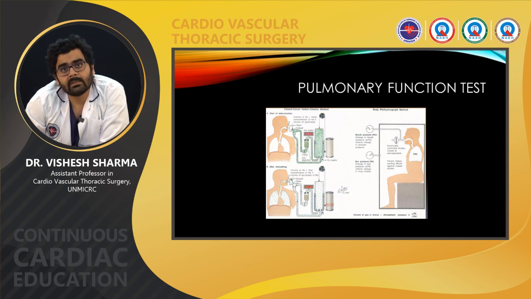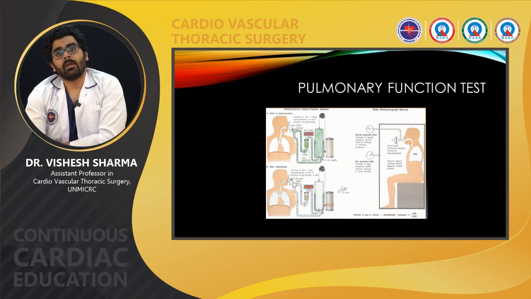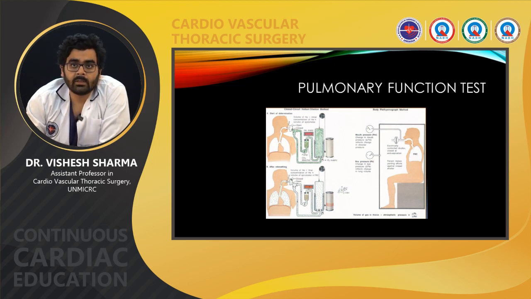Again, as I had mentioned, this is lung volumes, and a low total lung capacity points towards a restrictive lung disease. Both FEV1 and FVC are low. FVC is comparatively lower than FEV1, and the ratio is more than 70%.